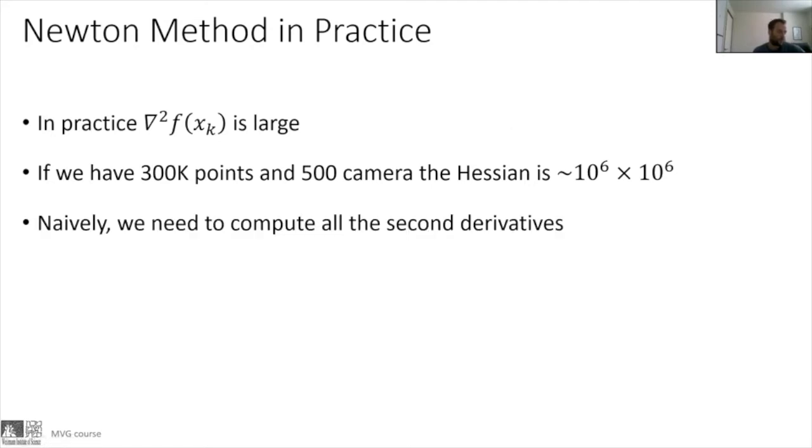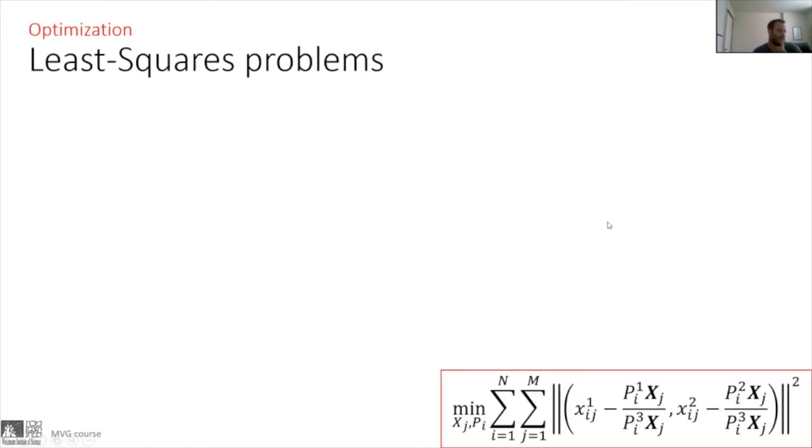And as we said, there are three problems. The first is to compute these derivatives. The second is to store them in memory. And the third is to invert it. So naively, we need to compute and store all the second derivatives. But luckily enough, the problem that we are trying to solve is not a general problem, but it's a least square problem.